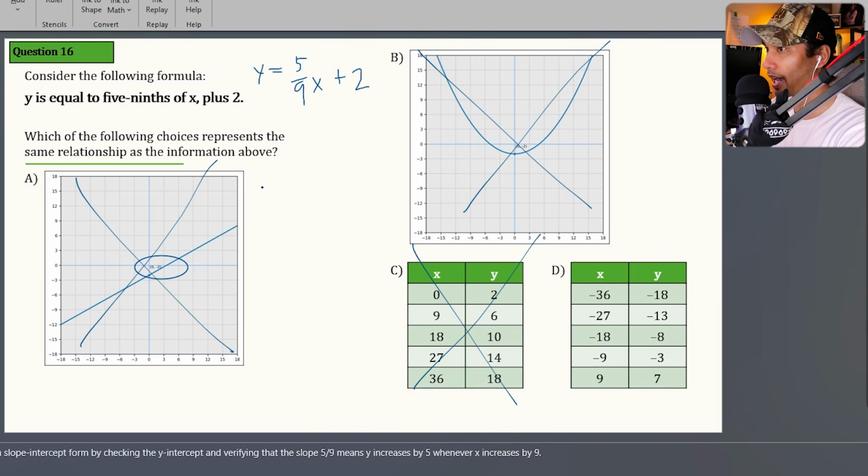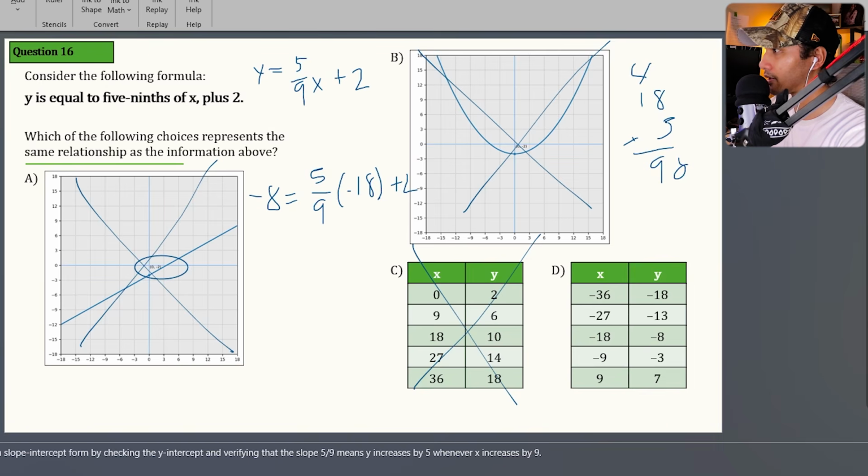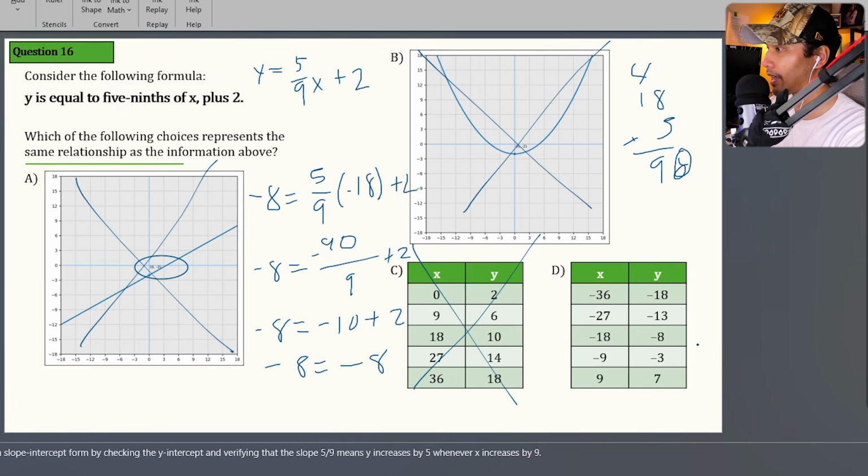Okay, so let's start off with, I'm just going to start from the middle. So we have -8 equals 5/9 times -18. And this is so ugly. What is 18 times 5? 90. Okay, so we have -8 equals -90 over 9 plus 2, which equals -8 equals -10 plus 2. -8 equals -8, and that checks out.